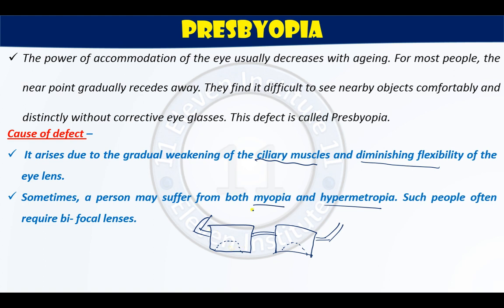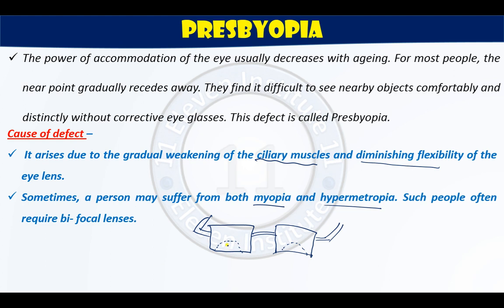So such people are suffering from both myopia and hypermetropia. They have a problem in seeing the near objects also. They have a problem in seeing the far objects also. So they require a concave lens and a convex lens both at the same time, and such people use a bifocal lens like this. Right, they use a bifocal lens.